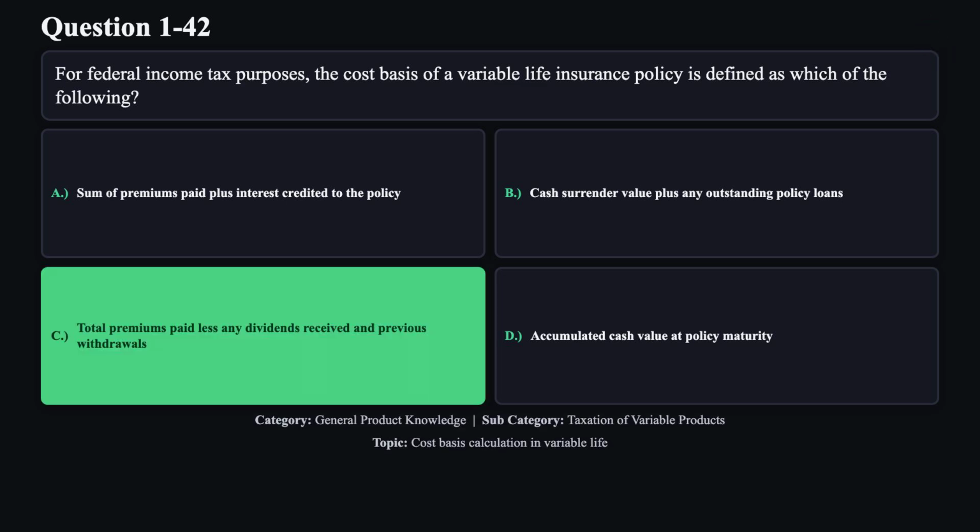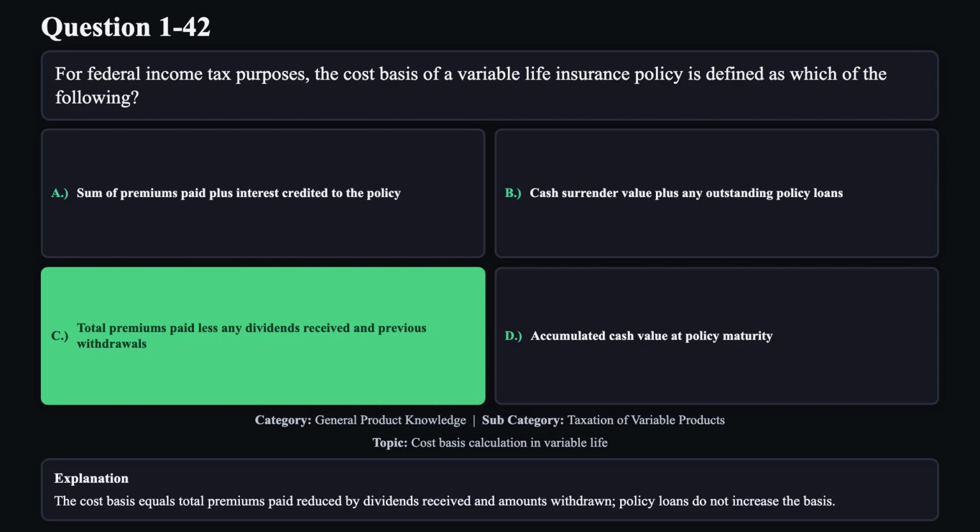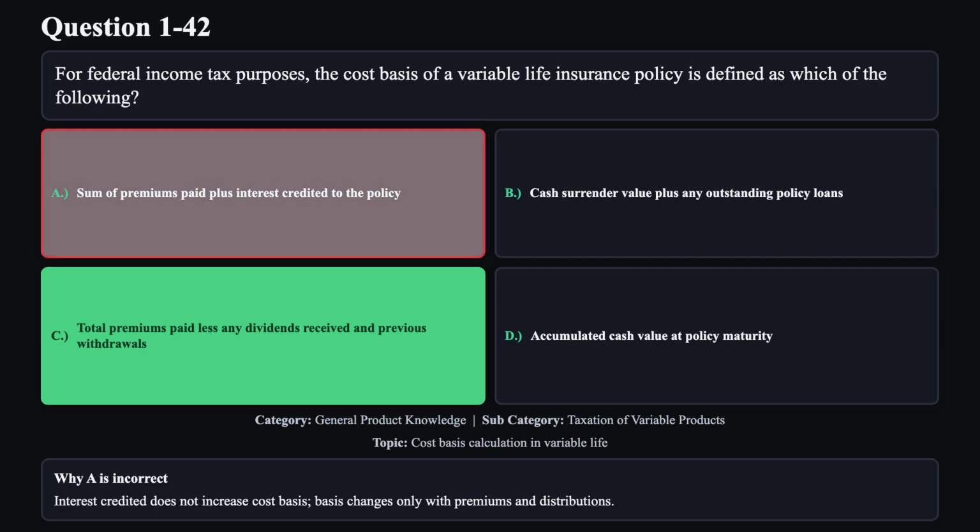The correct answer is C. The cost basis equals total premiums paid reduced by dividends received and amounts withdrawn. Policy loans do not increase the basis. Reason A is not correct. Interest credited does not increase cost basis. Basis changes only with premiums and distributions.